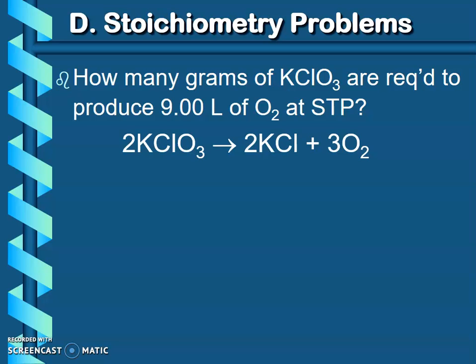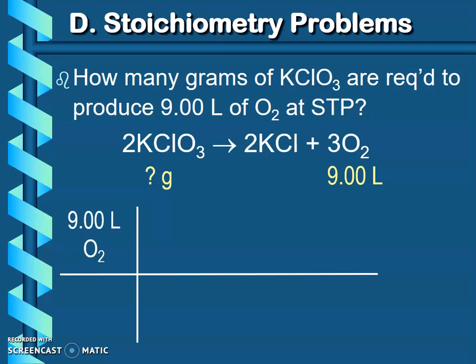Next step, define our known and our unknown. So we want to produce 9 liters of O2, so that is our known, from how many grams of KClO3? So that's our unknown. So I'm going to identify those. Then let's start our stoichiometry line, starting with our known. So we know that we have 9 liters of O2.